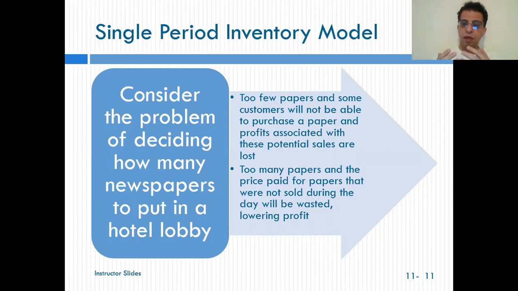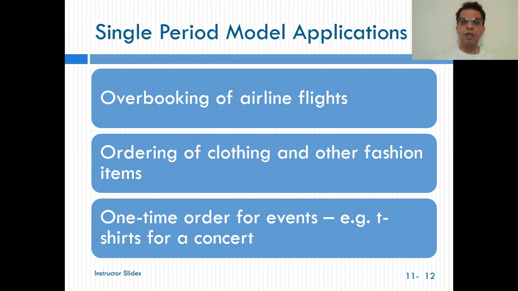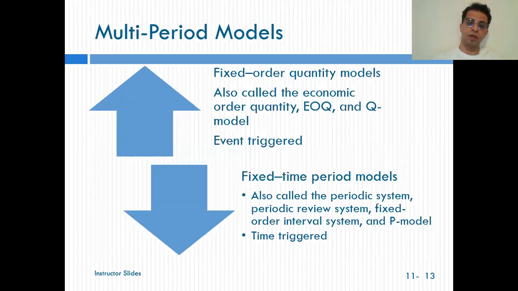And you notice that sometimes an expensive t-shirt is sold at a very low price because there is a logo for a certain event or a certain team that did not do well, and they overstocked, over-ordered, so they had to sell it really cheap. Now, single period model applications include overbooking of airline flights, ordering of clothing and other fashion items, and a one-time order for an event, like the t-shirts for a concert.